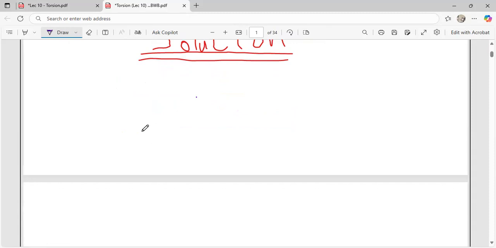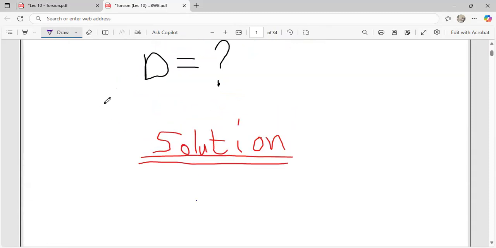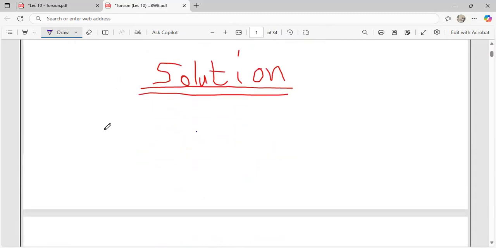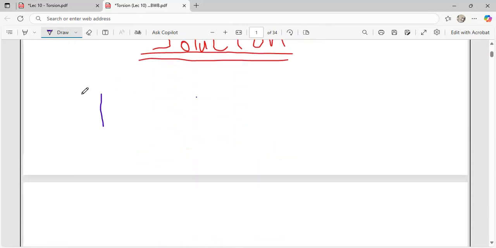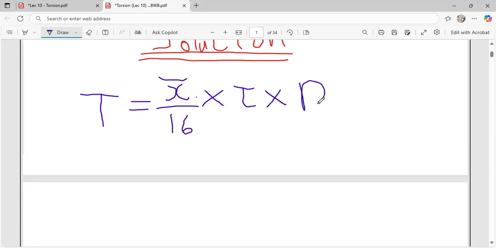But first of all, what did we learn? We learned that our general formula is that our torsion T is equal to pi over 16, which was the first formula we wrote, times our shear stress, multiplying the diameter cube.